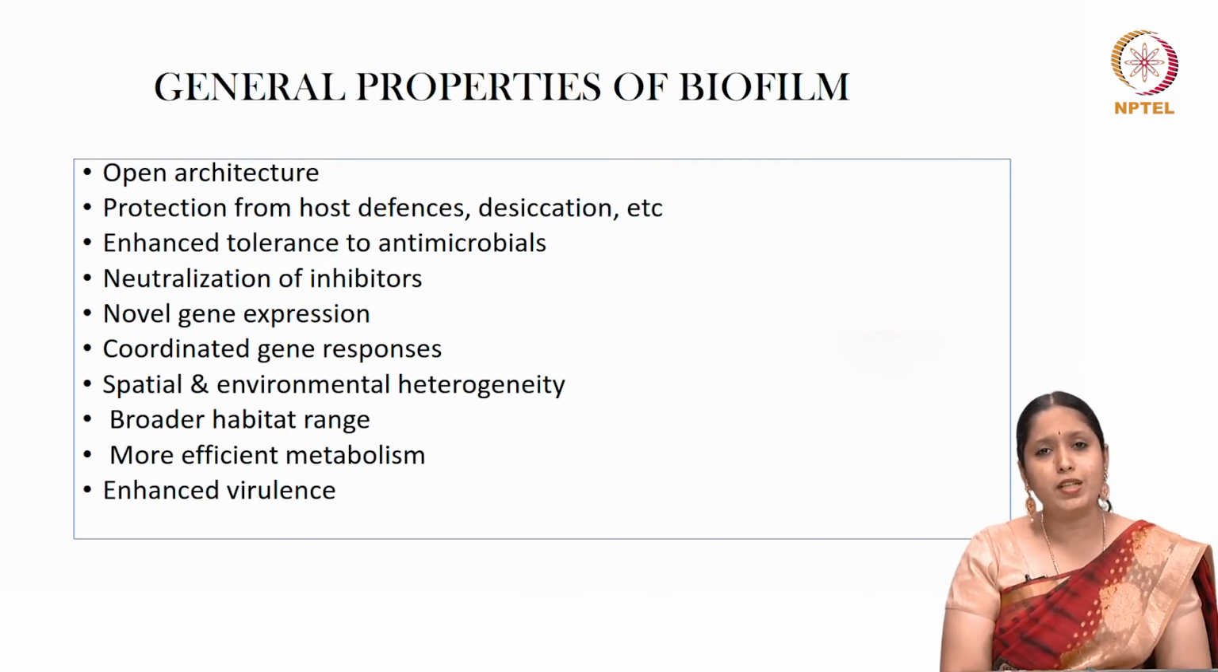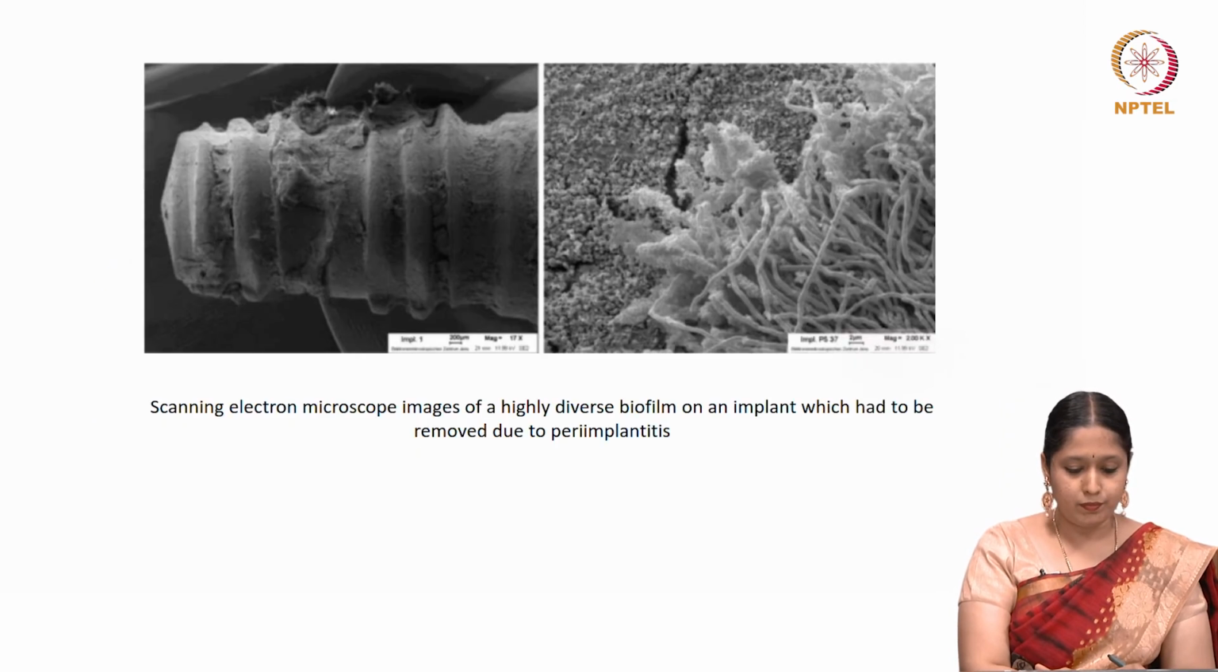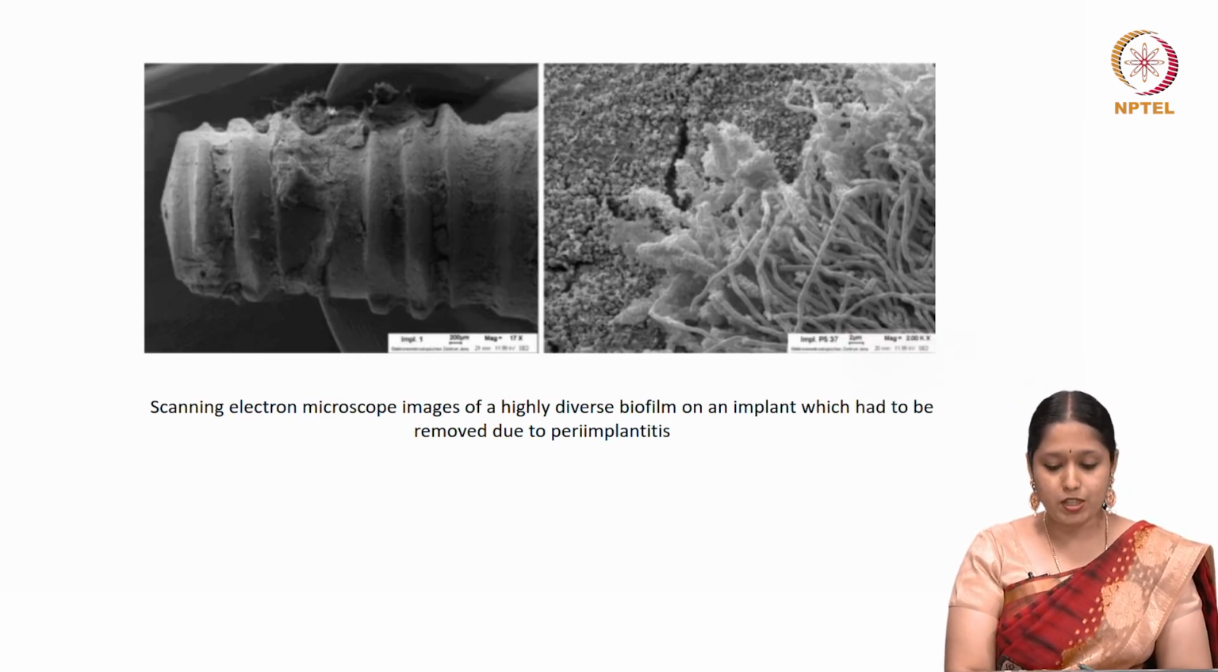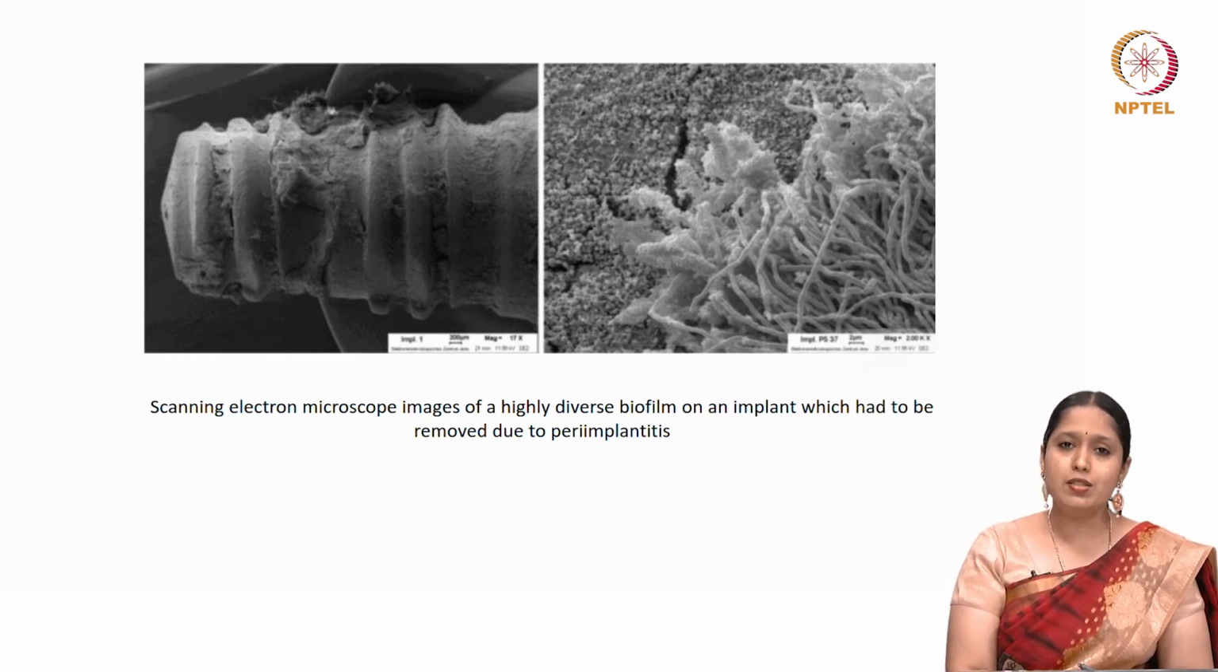So, what are the general or ideal properties of a biofilm? It includes open architecture, protection from host defense, enhanced tolerance to antimicrobials, neutralization of inhibitors, novel gene expression, coordinated gene responses, spatial and environmental heterogeneity, broader habitat range, more efficient metabolism and enhanced virulence. These are all the ideal properties of a biofilm. This is a scanning electron microscopic picture of a highly diverse biofilm seen on a dental implant, which later had to be removed because it caused peri-implantitis.